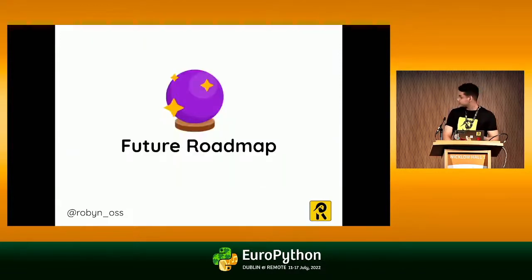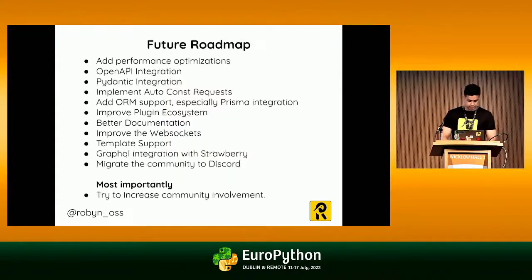Now, seeing what's in plan for Robyn for the future, I want to make it more performant, add OpenAPI integration because it is a better way to write documentation, add Pydantic support, implement automatic const request optimization, ORM support, improve the plugin ecosystem, better documentation, and improve the WebSockets. And I came to realize in this conference that people want template support like Jinja templates. So I'll support Jinja templates with Robyn, and make GraphQL integration with Strawberry.